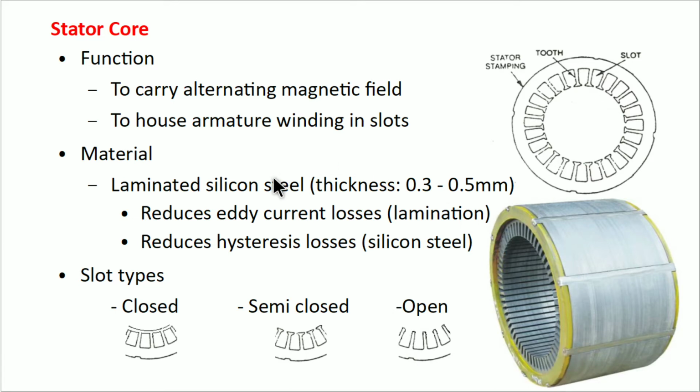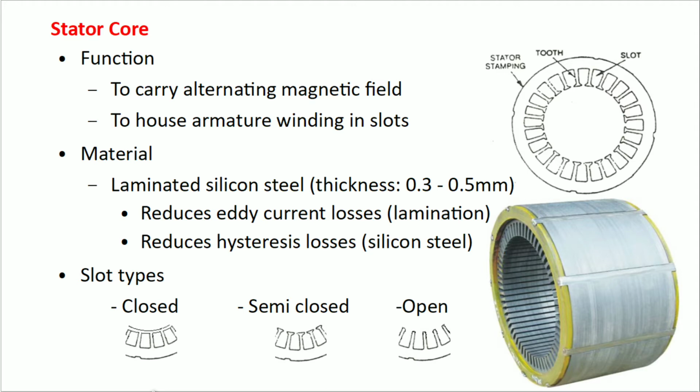Silicon steel has very low retentivity. It is a very good magnetic material, so that's why silicon steel is used. Due to laminations, eddy current loss is reduced. Due to the use of silicon steel, hysteresis losses are reduced, and hence the motor functions more efficiently.